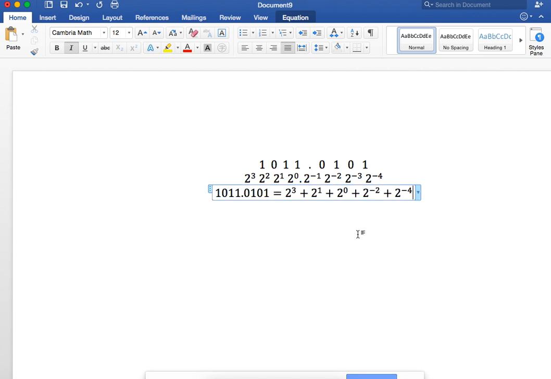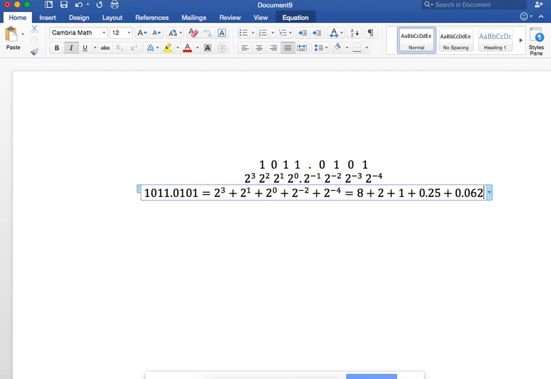Then you can convert this. 2 to the third power is 8. 2 to the 1 power is 2. 2 to the 0 power is 1. Then 2 to the negative 2 power is 1/4, which is 0.25. Then 2 to the negative 4 power is 0.0625, which is 1/16.